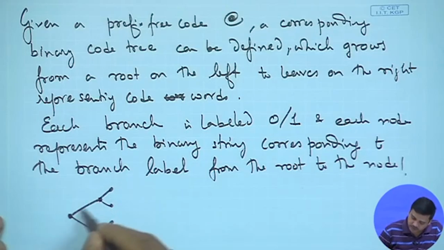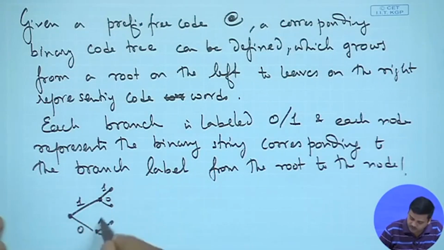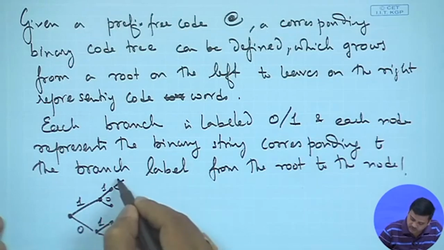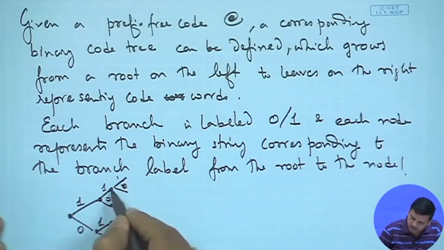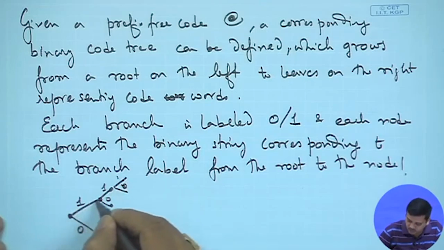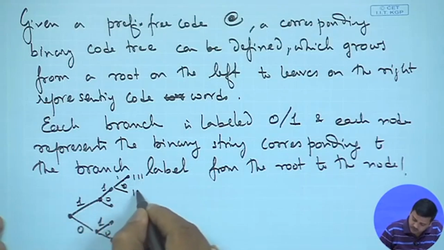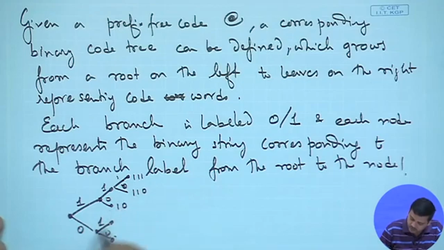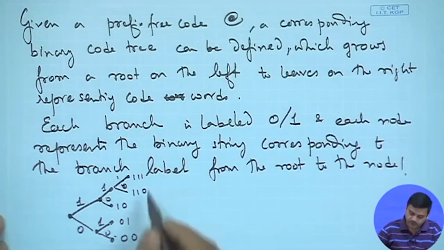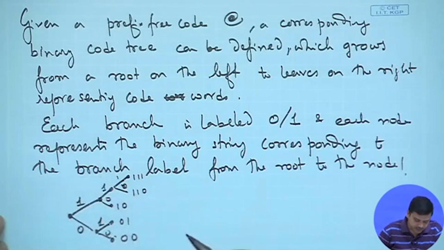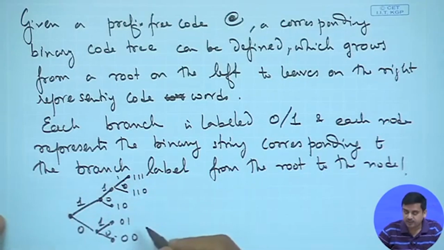So, each branch is labeled a 1 or a 0, and each node represents the code string from the root. If this is a node, you can grow it further. This node would represent the code 1 1, the code at this point would be 1 1 1, at this point 1 1 0, at this point 1 0, at this point 0 1, at this point 0 0, and so on and so forth. So, you can form a binary tree and you could use this in designing prefix free codes, as we are going to see shortly.